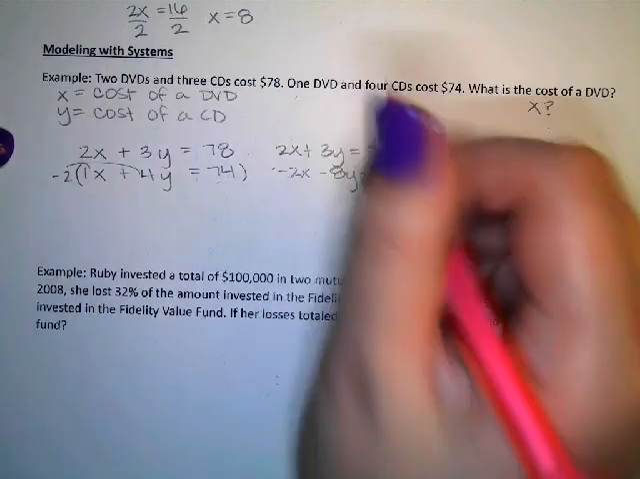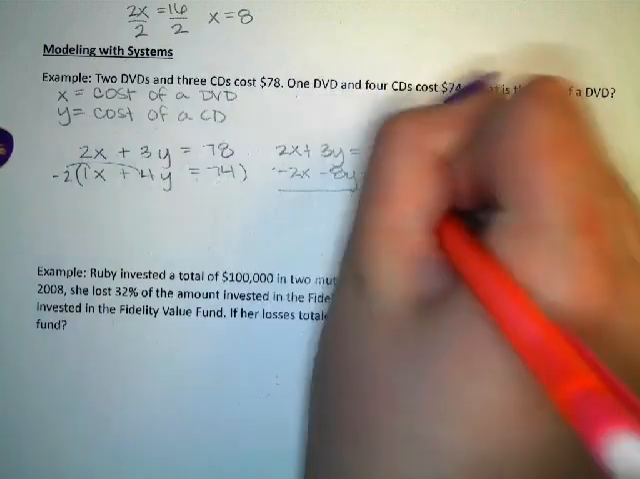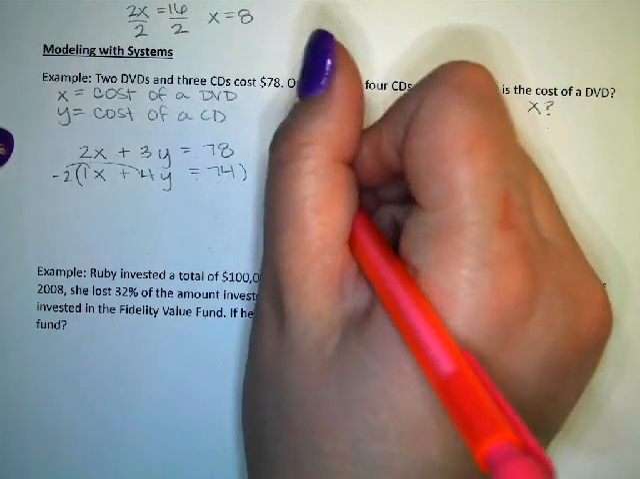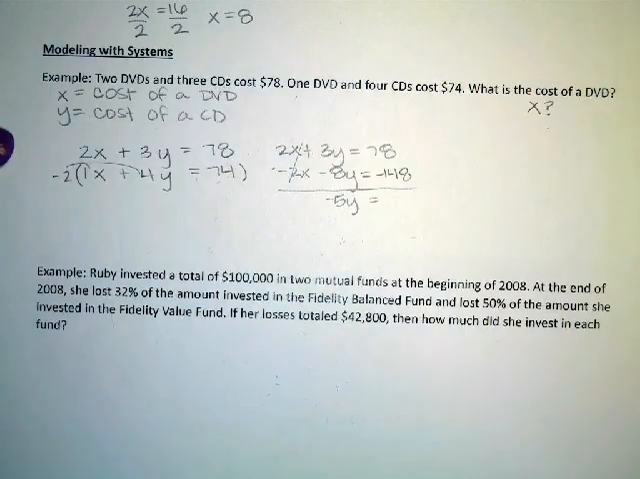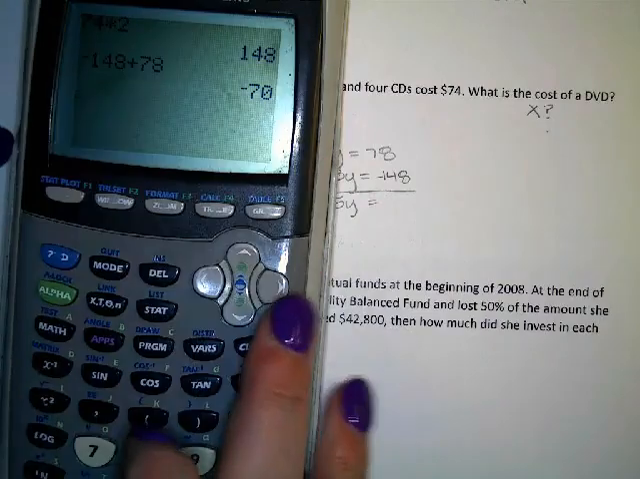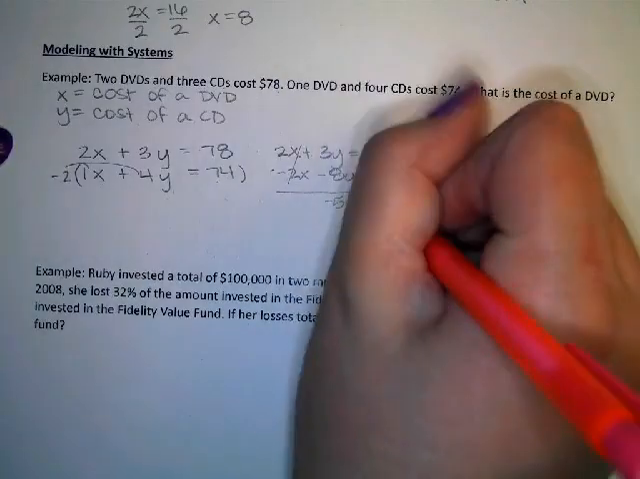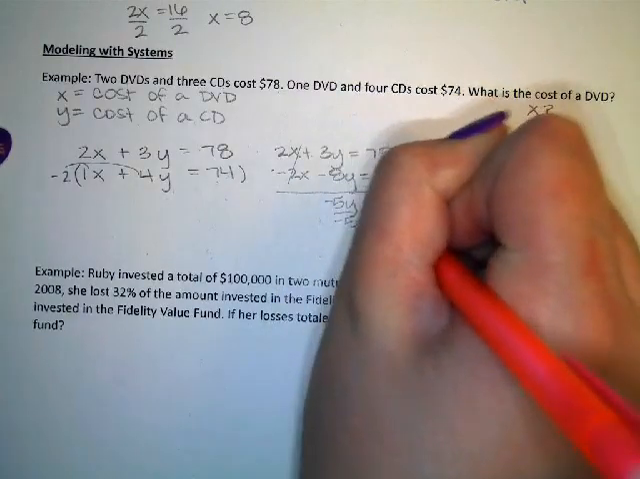So those eliminate. We got negative 5y equals negative 70, divided by negative 5 is 14.